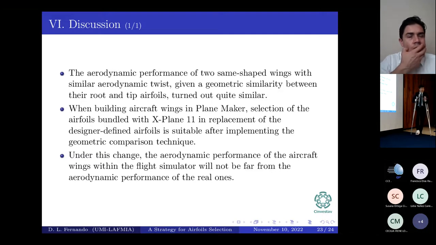So we can just make this comparison and choose the airfoils from the default list. Finally, we see that under this change, as I already said, the aerodynamic performance of the aircraft wings within the flight simulator would not be far from the aerodynamic performance of the real ones.